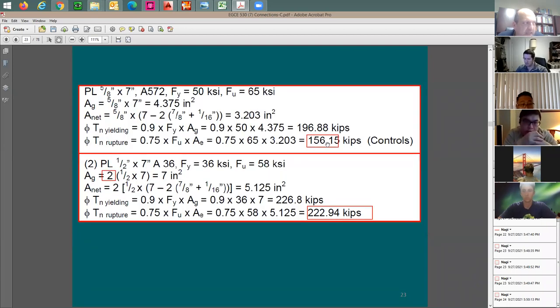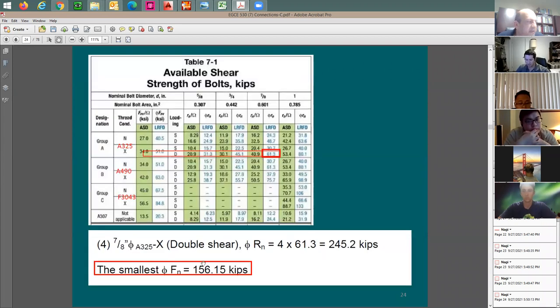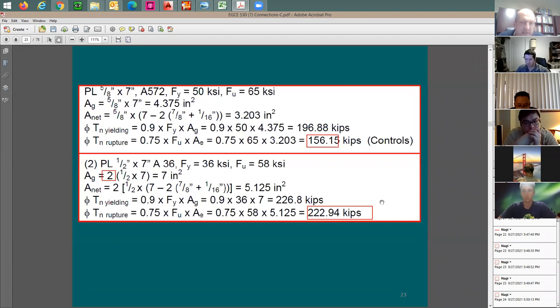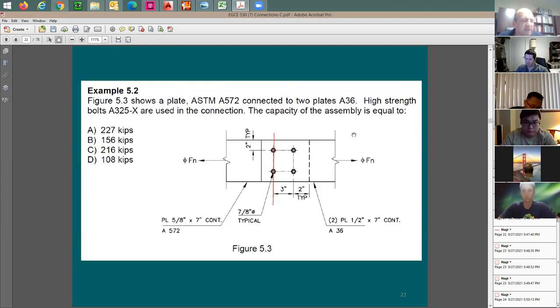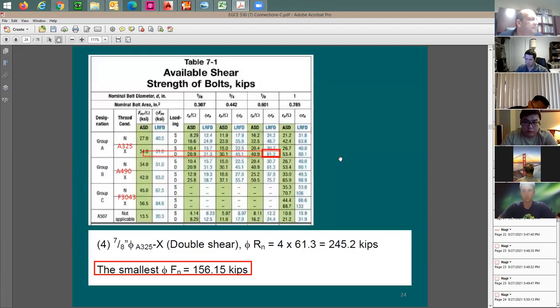So one of the plates, just the single plate, is 156. The 2 plates on the other side, 222.5. The bolts are going to be 245. So what controls my design for the connection strength is going to be the single plate, the 156 kips. And this should be sufficient for the strength of the connection. I guess we should expect something like this in our midterm, right? It is repeated. We have 2 different examples, one with single shear, the other one was double shear, right? And then I can have a plate, I can have an angle, I can have a channel, right? I can add here a channel instead of a plate or an angle. And a channel material can be different from the plate material in terms of F sub y and F sub u. Okay, very good.